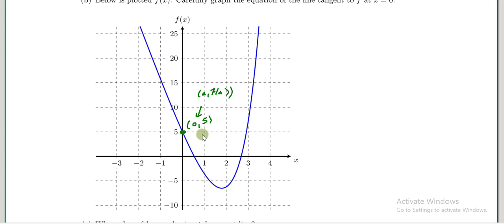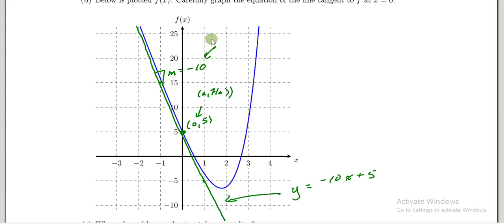Let's see here. If we go over 1, we'd go down 10. And if we go back 1, we'd go up 10. So I'm going to try my best to sketch this. It's not going to be pretty on my little graphing utility, but there we go. So the equation of this line right here is y equals negative 10x plus 5. And the slope of this line, if we wanted to label it somewhere on here, is negative 10, which was just our f prime of a.